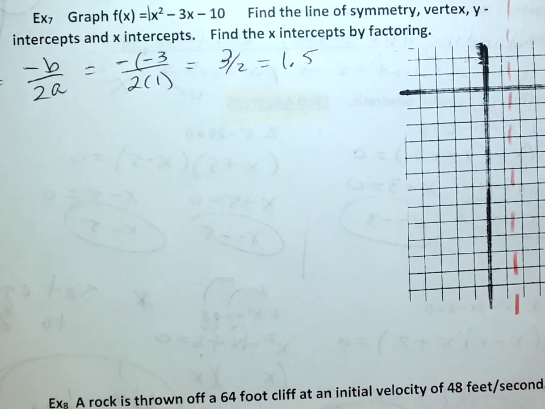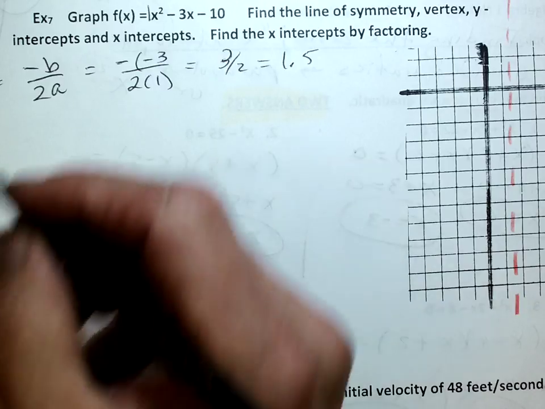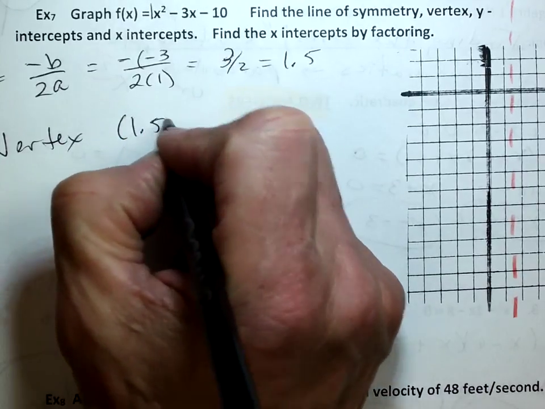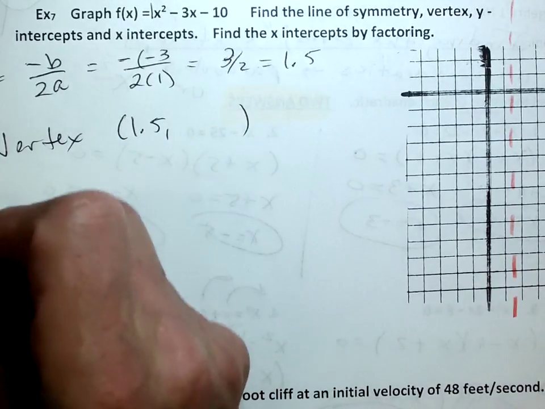Yeah, 3 over 2, 1.5, right? Now, the vertex has to lie on that line, right? So the vertex is 1.5 something. So my vertex is 1.5 something. So I plug the something in.